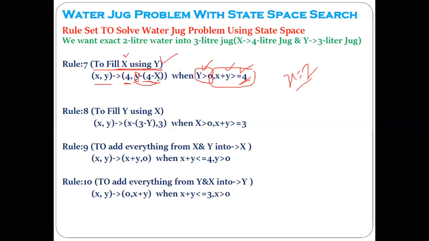Y minus (4 minus x). So you should pour water, P-O-U-R, from Y into X up to the remaining capacity of X. That is the meaning of this. This is a very important rule. Samajla rule? Yes, sir. Okay.